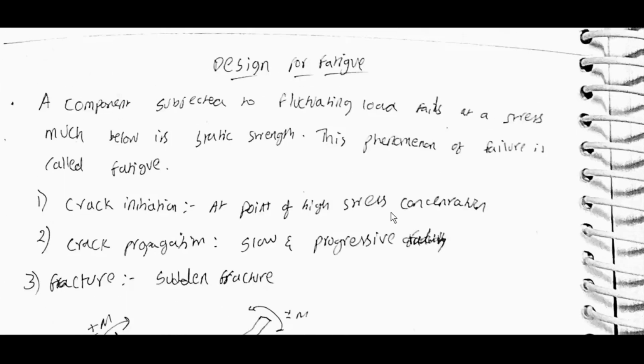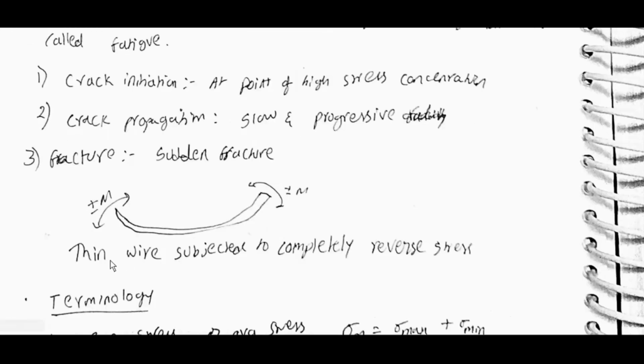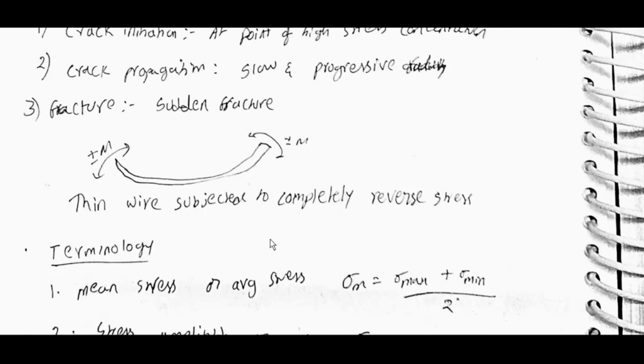Design for fatigue. A component subjected to fluctuating load fails at a stress much below its static strength. This phenomenon of failure is called fatigue. Crack initiation occurs at a point of high stress concentration, crack propagation is slow and progressive, and then sudden fracture occurs. Consider a thin wire subjected to completely reversible load, plus or minus.